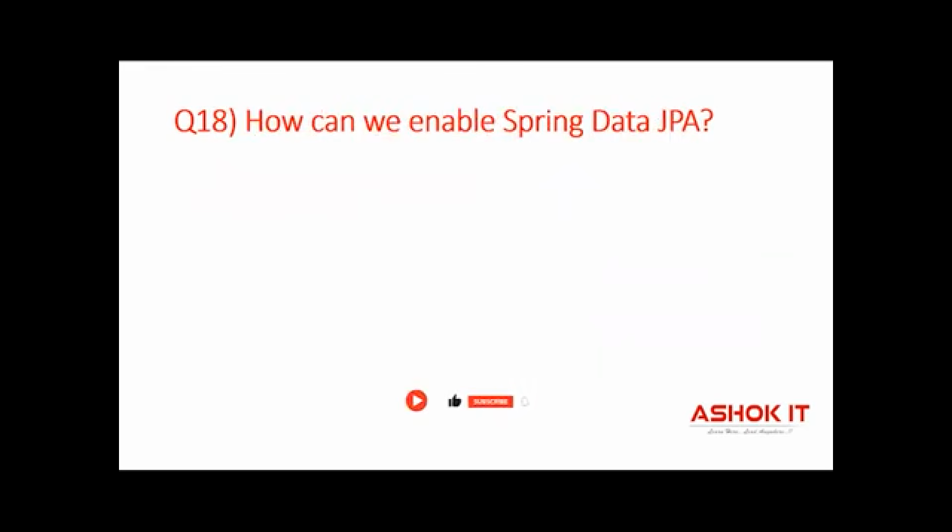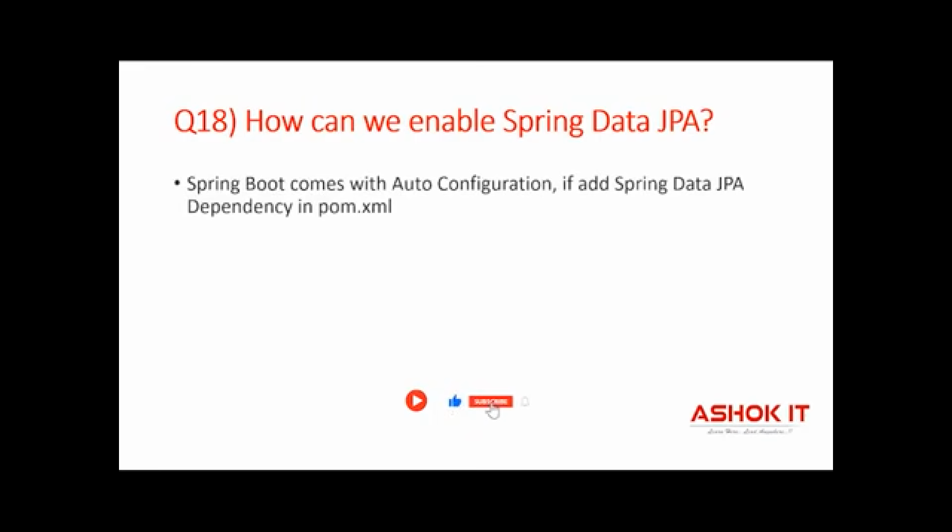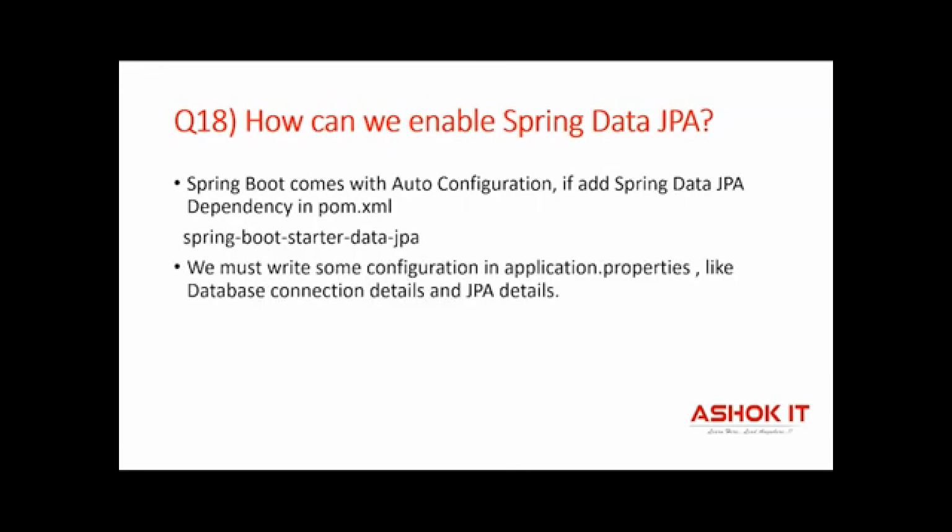So how can we enable Spring Data JPA? You want to use Spring Data JPA? Don't worry, it is actually auto configured. You need not do any specific configurations and enabling. Just add a dependency, a starter: spring-boot-starter-data-jpa. If you want to use all the process here, this dependency we need to add. If you're using Gradle, you have to mention this one in the build.gradle. And along with this, we need to add some key values in the application.properties, like database connection, JPA details.